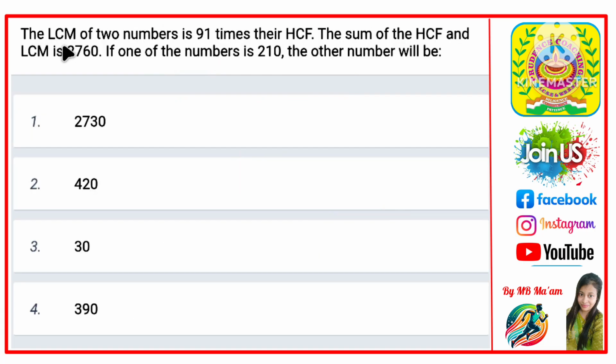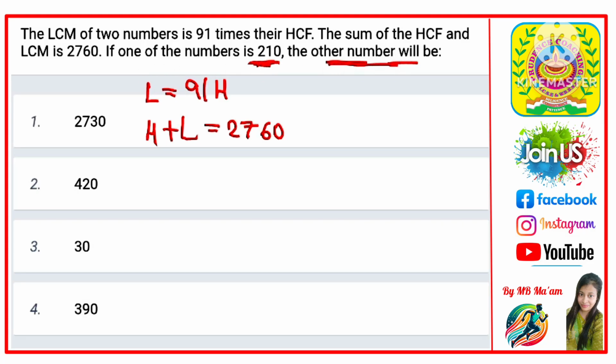In the next question, it is given the LCM of two numbers is 91 times their HCF. So LCM is what? 91 into HCF. Here the sum of the HCF and LCM, if we add, it is given 2760. This is the same type of question which we have done previously, and one of the numbers is given to be 210 and you are asked to find out the other one.